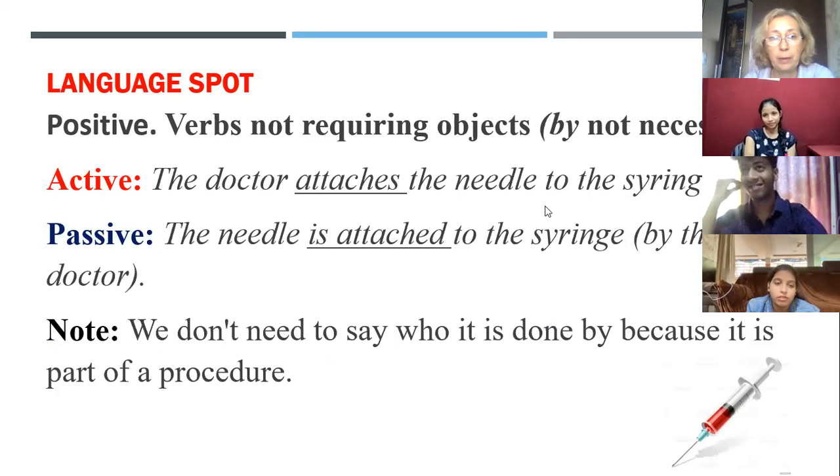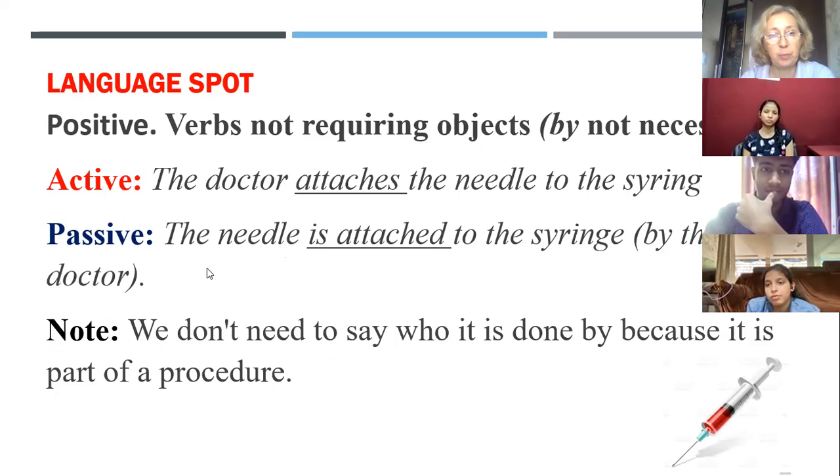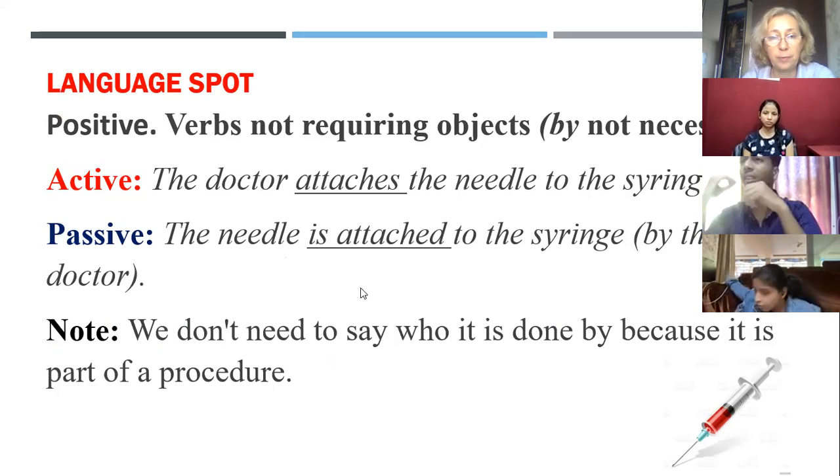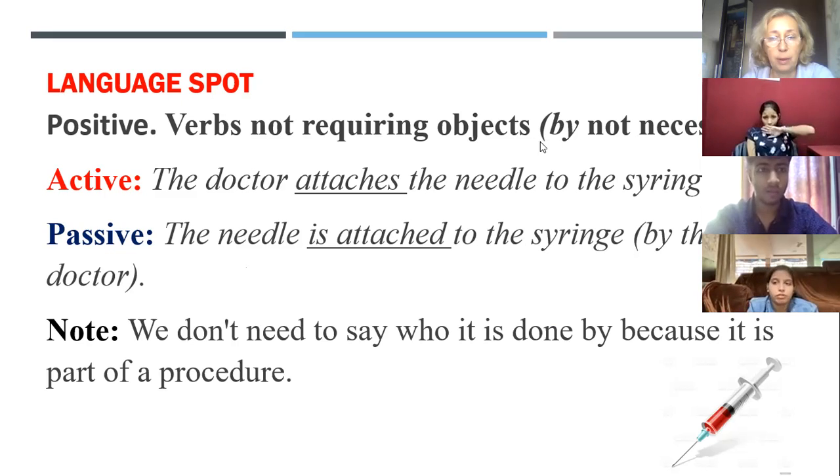And now, if we have a look at the examples here on this slide. Here is the information about the positive form of the sentence, which has a passive verb, and verbs here not requiring objects. It means we do not need to mention who did the action. By is not necessary here.